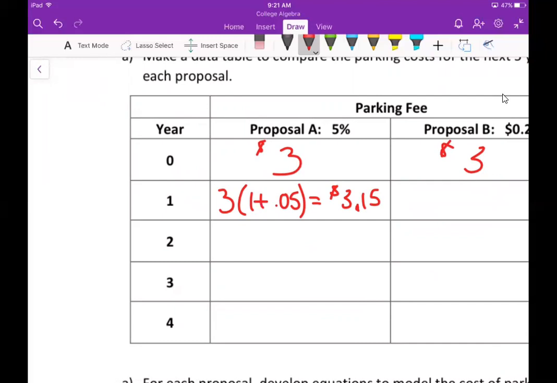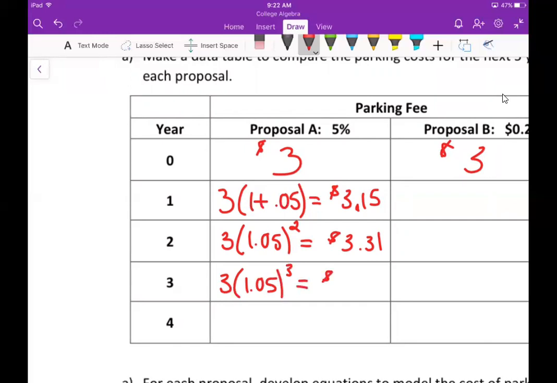Then after 2 years, we're again going to take this previous amount and multiply it by 1.05, or take the original amount times 1.05 for 2 years, right? Seeing that exponential growth. When you do that, you'll get that after 2 years, they'll charge $3.31 for parking. After 3 years, increasing it by 5% for 3 years straight, students will pay $3.48 to park. And after 4 years, we'll take that 3 times 1.05 to the 4th power, and students will pay $3.65.